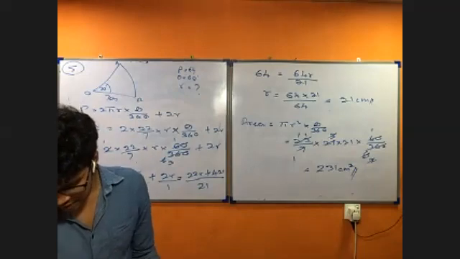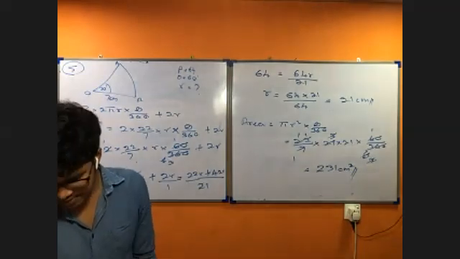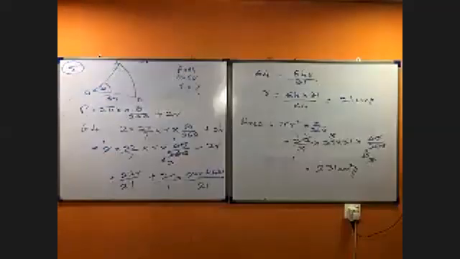Okay, next one. If the area of the sector is 44 centimeters square and the radius is 6 centimeters, find the angle at the center. So quickly write it down. I will erase it in 1 minute.